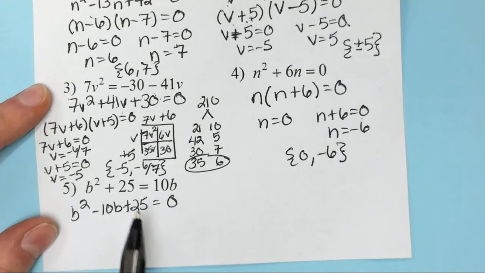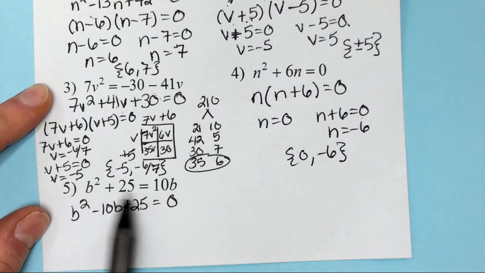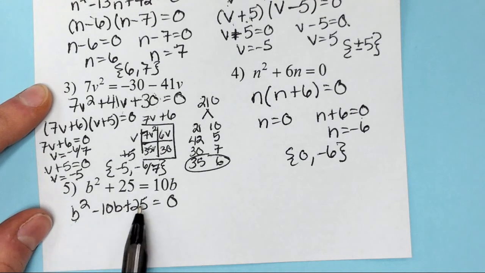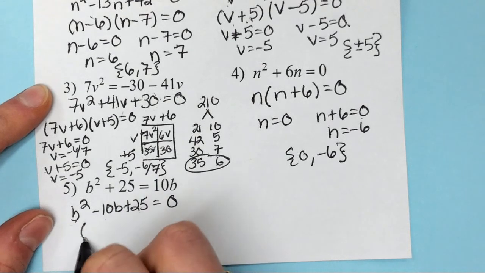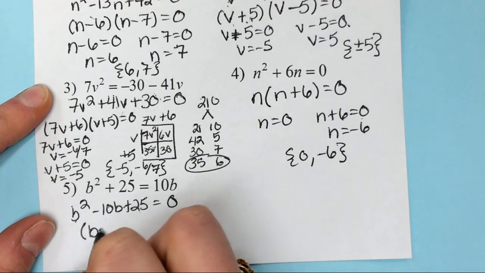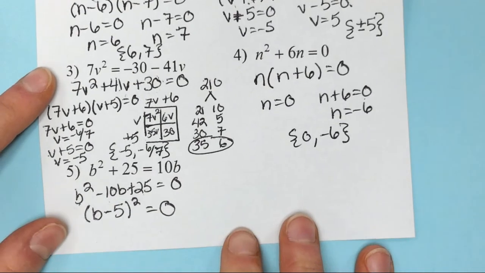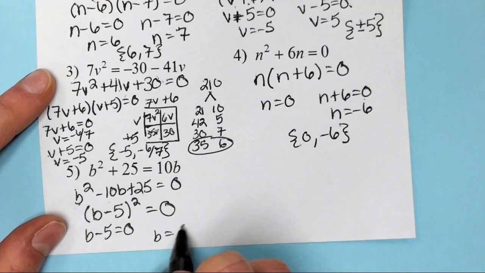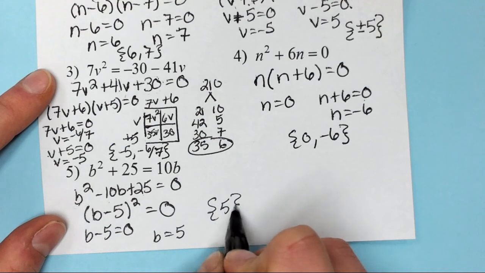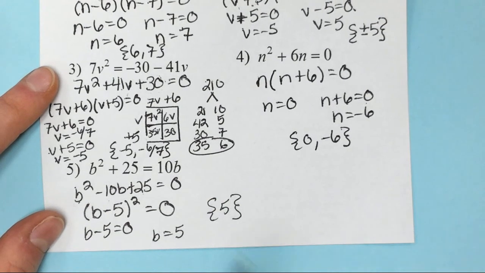Or I can recognize that this is a perfect square trinomial. This is a perfect square, and this is a perfect square. And 2 times b times 5 gives me 10b. So if I recognize that, I can factor this using my special case trick. b minus 5 squared is equal to 0. So that means b minus 5 equals 0, and b equals 5 is my only solution. This is what's called a repeated root. And so in this case, there will only be one solution to the quadratic if you have a perfect square trinomial.